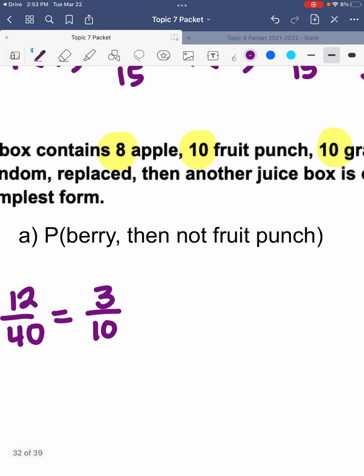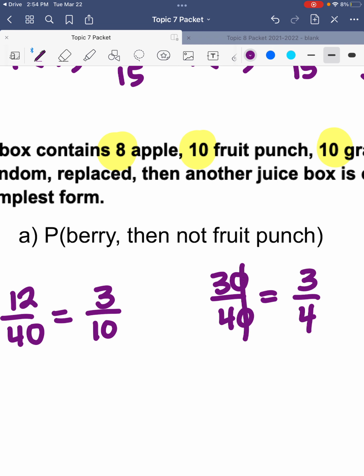Now, it says then not fruit punch. So anything but fruit punch. And notice there are 10 fruit punches, right? So 40 juice boxes minus 10 fruit punch leaves me with 30 that are not fruit punch. So we're going to have 30 out of 40 that are not fruit punch. Does that fraction reduce? Yeah, I could just take off those zeros and I get 3/4.